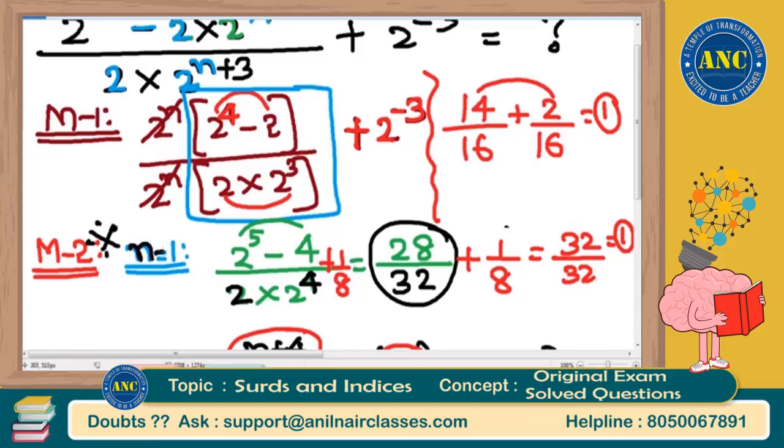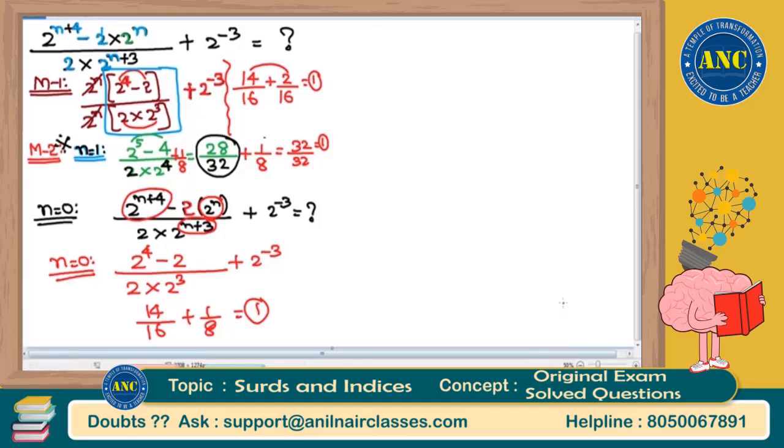I believe the idea is clear, sir. You will definitely get the same answer finally, whichever value of n you put. Yes, my idea is clear. I forgot to write that 2 power minus 3 in my n equal to 1 value.